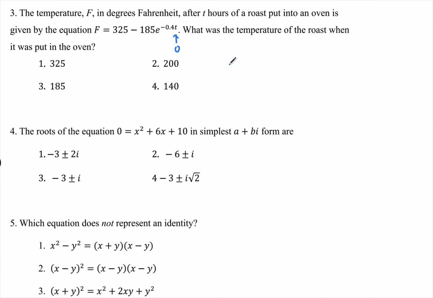0, right? So if I substitute this in, I say F equals 325 minus 185 times e to the power of negative 0.4T, but T is just 0, right? What happens here? This becomes 0. Anything raised to the power of 0 is what? 1. So if I rewrite this, I got 325 minus 185 times 1, which is really just 325 minus 185. What do I get for an answer?